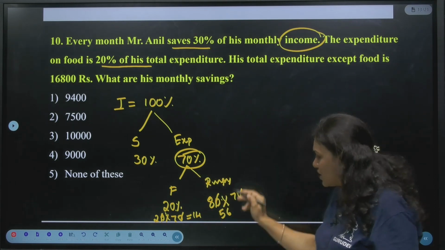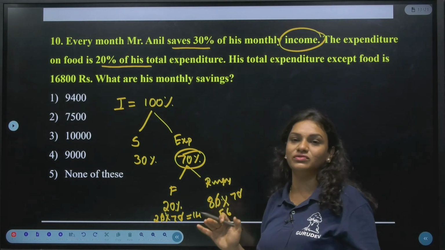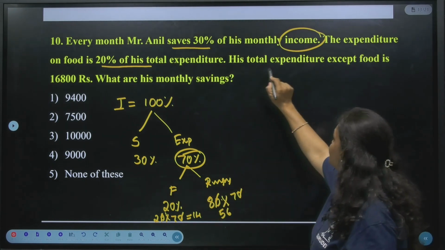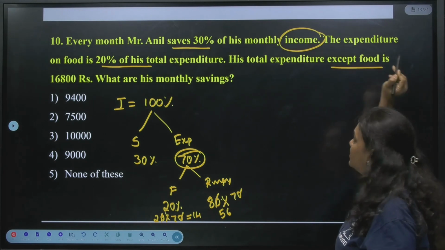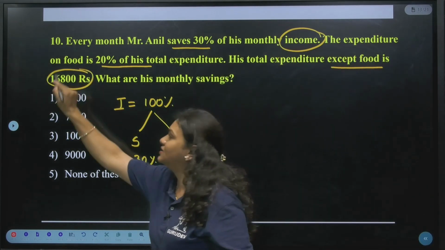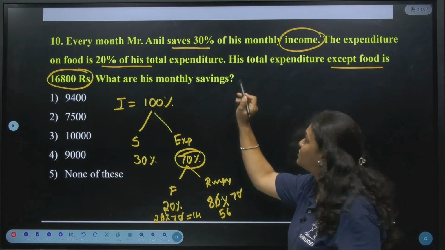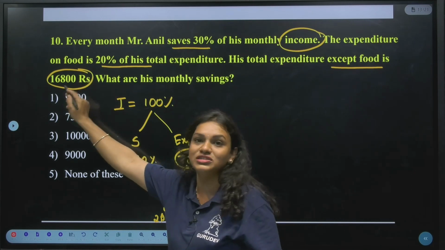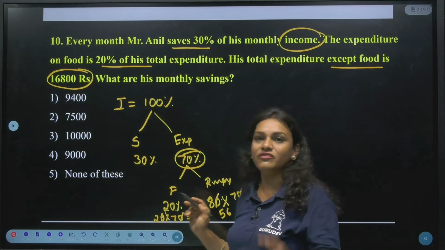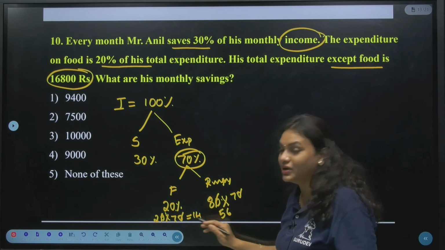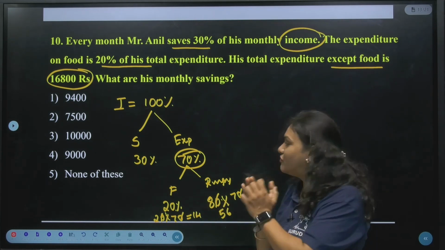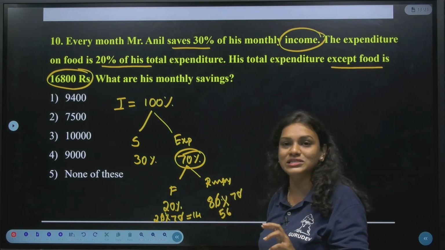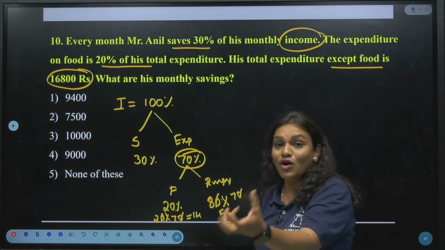Yes. Now what is the new value we are getting? That we have to use further. Okay. Yes. Next. His total expenditure except his food is 16,800. Try to understand here. His total expenditure except food is how much, according to the question? It is 16,800, which means we don't want the food item that he is spending on. Now if I assume he is spending 70 rupees, out of 70, 14 rupees he spent on food items. Now how much is left?